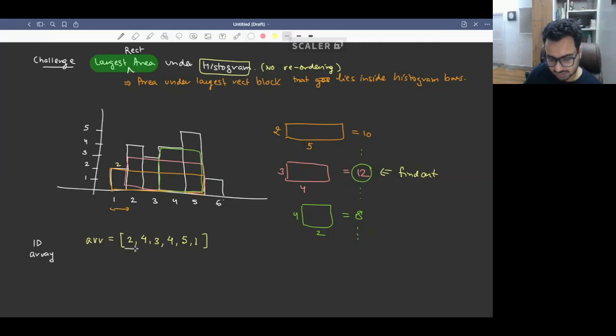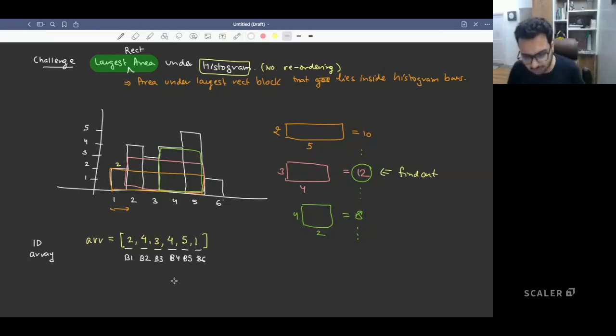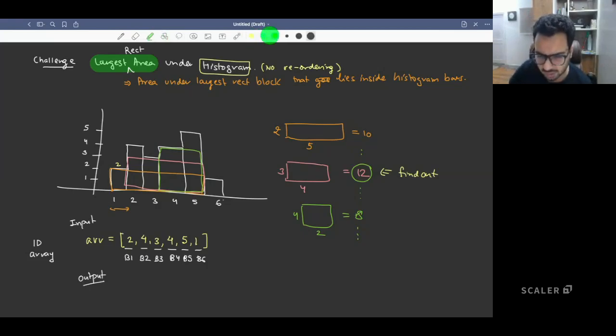So these are the bars, right? This is bar 1, bar 2, bar 3, bar 4, bar 5, bar 6. These are the bars given to you, right? So the input is this array, and the output is the area, right? So in this case, if I try to highlight the blue region, this is the area, right?